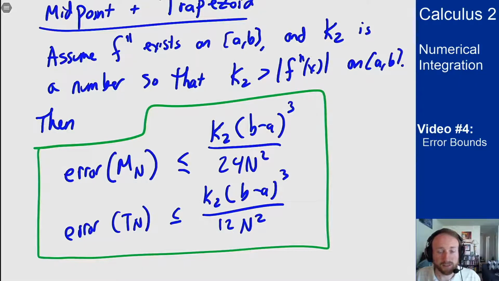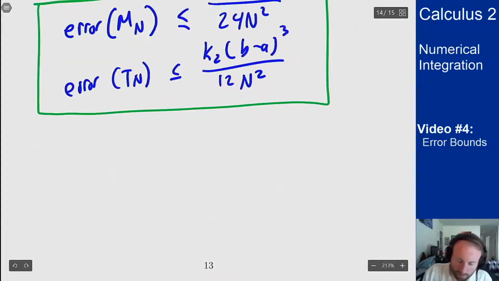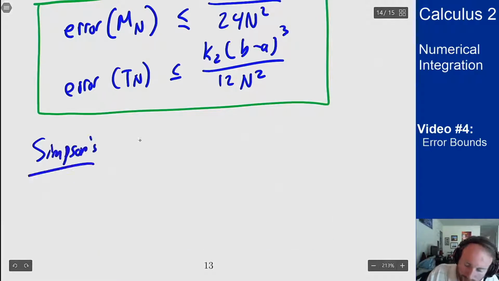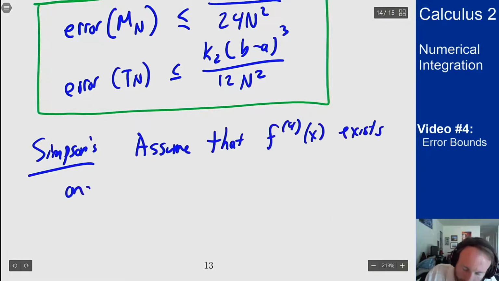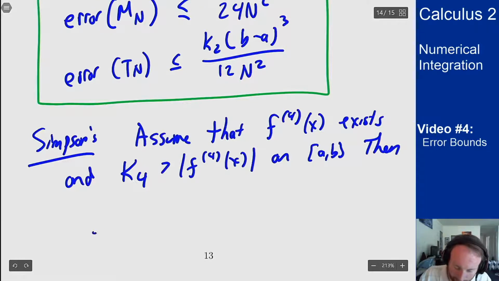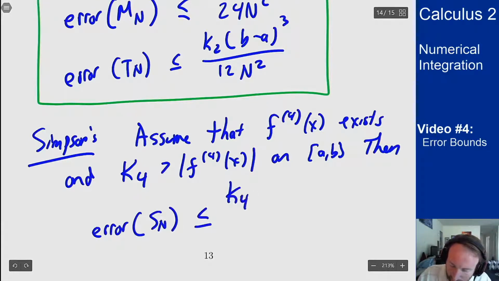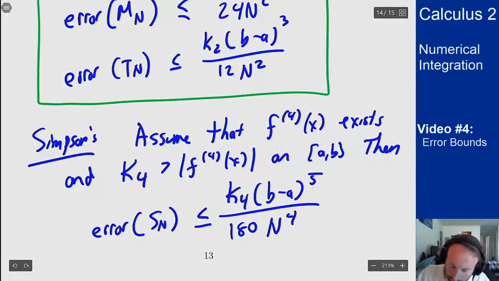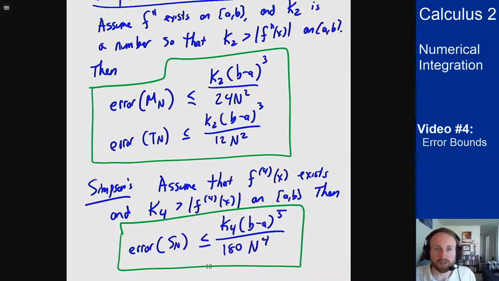Let me write out the Simpson's rule one so we can see how those compare, and then we'll discuss them all at once. For Simpson's rule, I need to assume that the fourth derivative exists on this domain, and that I have some number K4 that's bigger than the fourth derivative everywhere. Then my error in Simpson's rule is bounded by K4 times (b minus a) to the fifth over 180n to the fourth. So what do these formulas all illustrate?